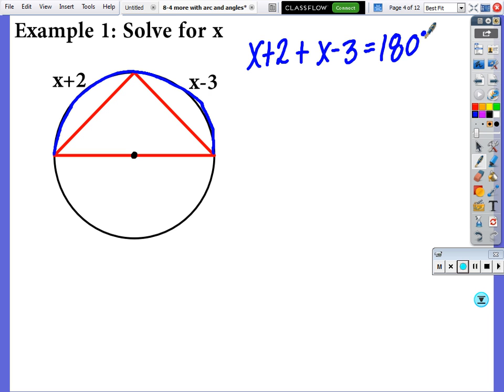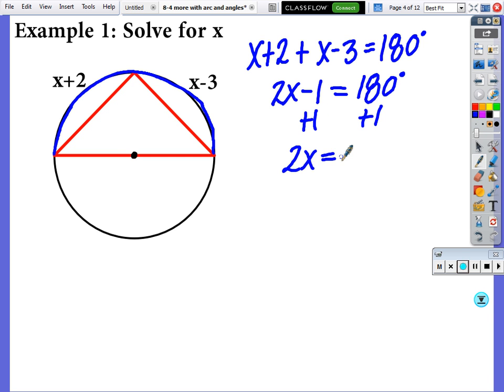So I'm going to combine my terms over here. So we have 2x, and then 2 minus 3 is negative 1, which is equal to 180 degrees. And now piece by piece, we'll just solve for x. So I'm going to add 1 to both sides, add 1. So I have 2x is equal to 181 degrees.